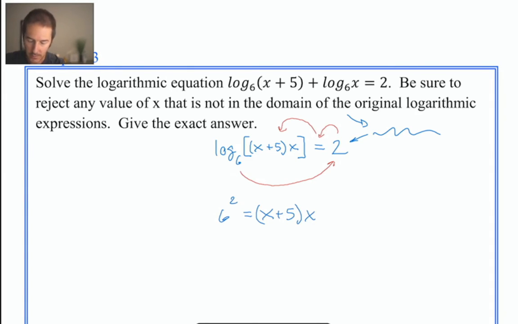And now we need to clean this thing up. So I've got 36 on the left-hand side is equal to, and I'm going to distribute the multiplication by x from the right, which gives me x squared plus 5x, and I am allowed to distribute from the right. And then I'm going to subtract 36 from both sides in order to zero out one side of my equation.